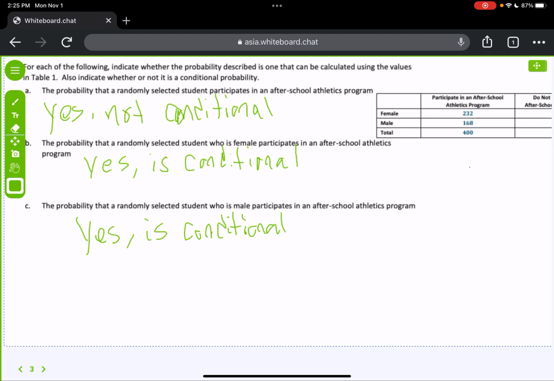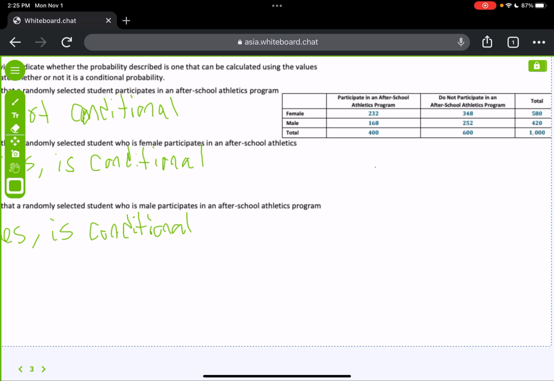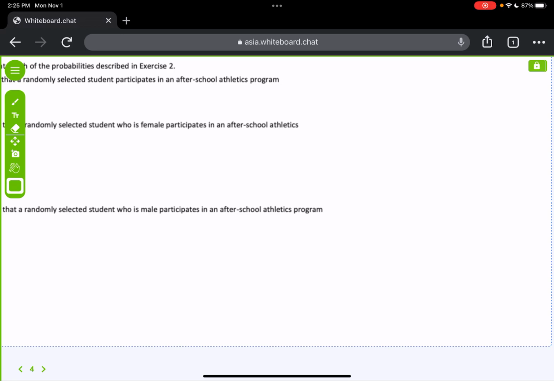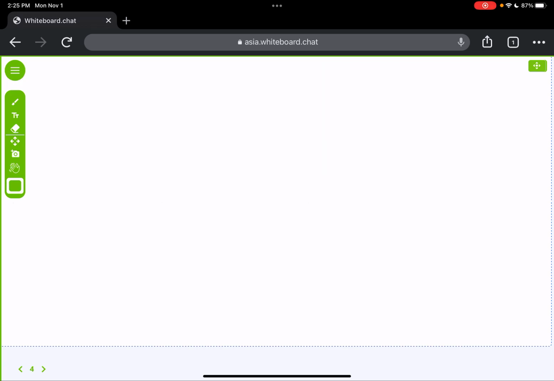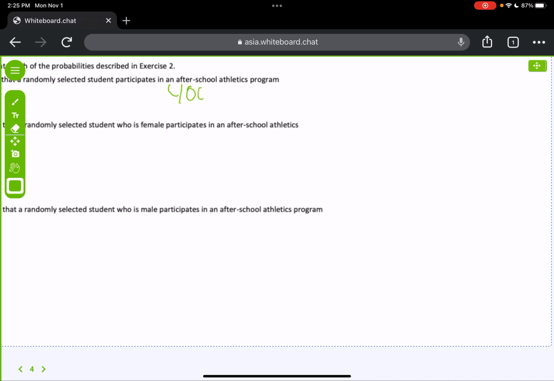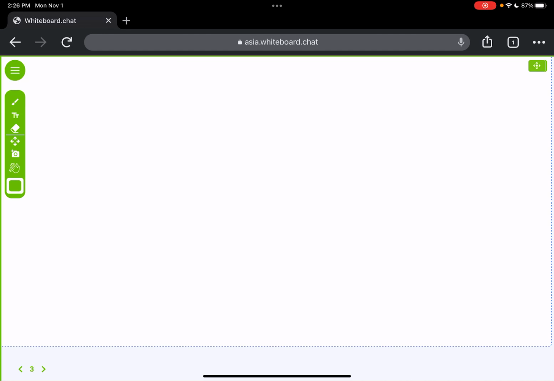Well, how many was the total? There were 1,000 students possible, and we're looking at those that participate in after school. Okay, so we're looking at this category and the ones that participate. So that's going to be 400 out of 1,000. What is it going to be? Well, it's going to be exactly 0.400.